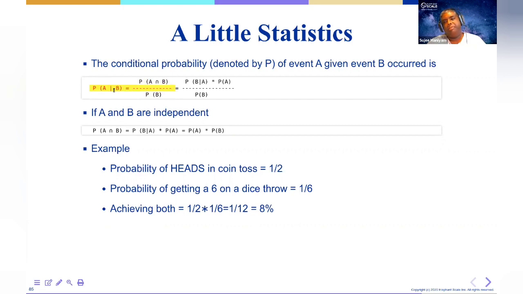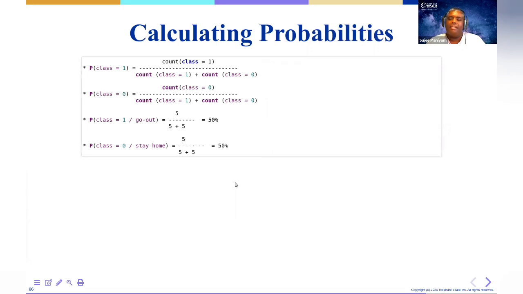The way to read this is: what are the chances of A happening given B happening? The equation is the chance of A and B happening at the same time divided by the chance of B happening. So how do you calculate this? That's where this equation comes in. If A and B are independent, and remember that's the assumption, I can simply multiply the probabilities. Think of the coin toss and the dice throw. That's the example.